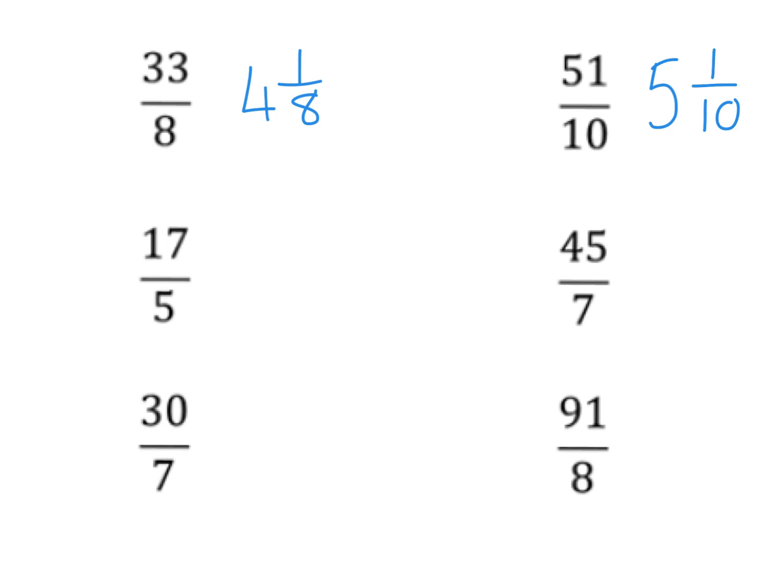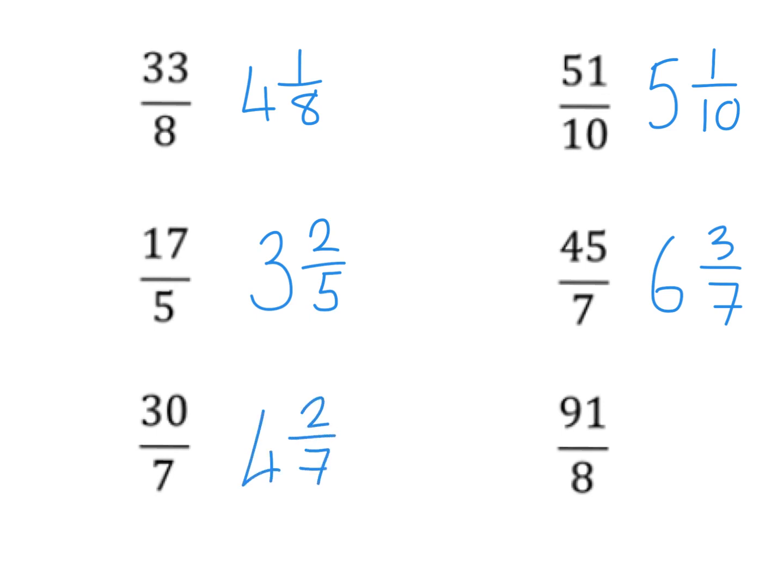17 divided by 5 is 3 remainder 2, so 3 and 2/5. 45 divided by 7 is 6 remainder 3, so 6 and 3/7. 30 divided by 7 is 4 remainder 2, so 4 and 2/7. And 91 divided by 8 needs a wee bit more thinking. Your 8 times table goes 8 10s are 80, 8 11s are 88, so it is 11 with 3 left over, so 11 and 3/8.